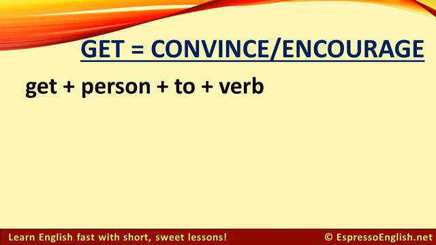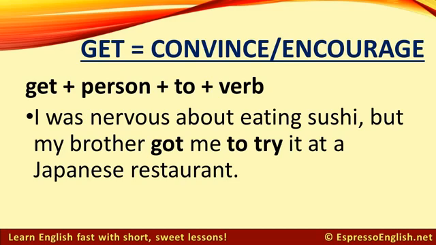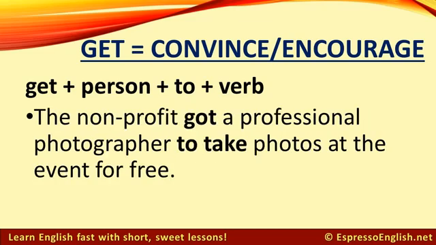We can also use get to refer to convincing or encouraging a person to do something. And in this structure, we use get plus the person plus to and then the verb. For example, how can we get all the employees to arrive on time? My husband hates housework. I can never get him to wash the dishes. I was nervous about eating sushi, but my brother got me to try it at a Japanese restaurant. The nonprofit got a professional photographer to take photos at the event for free.